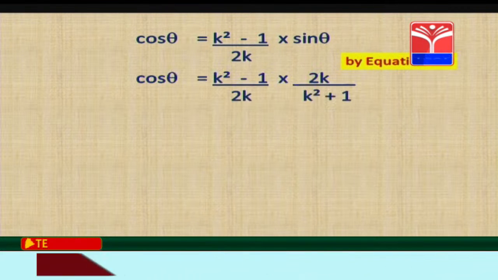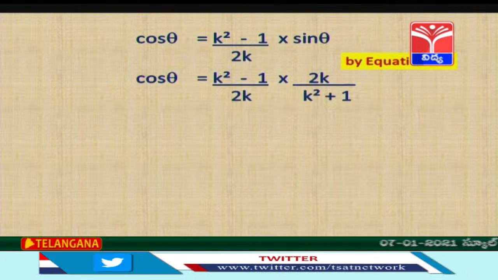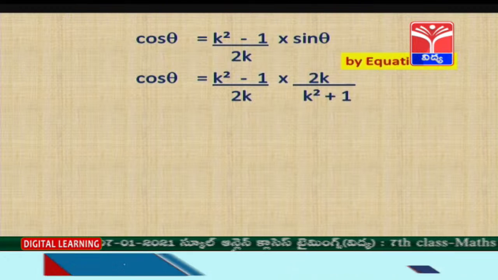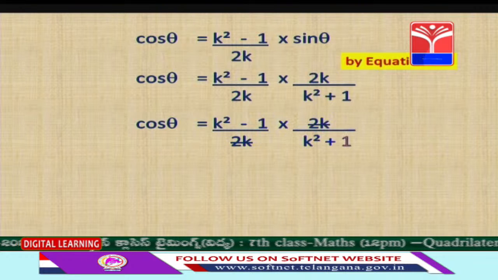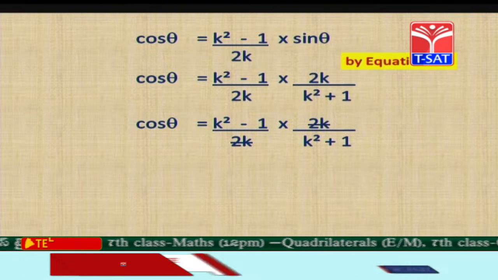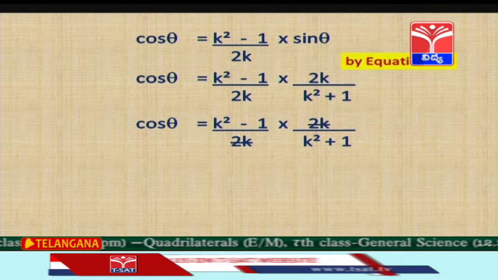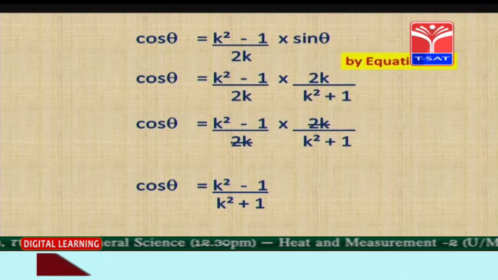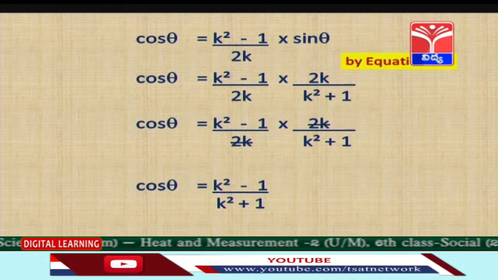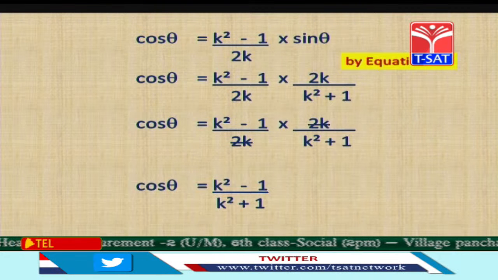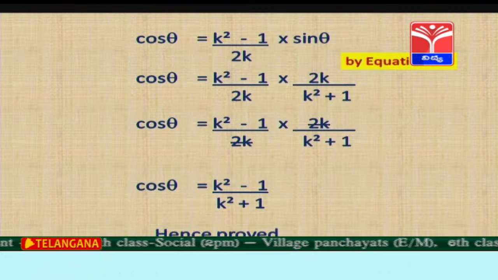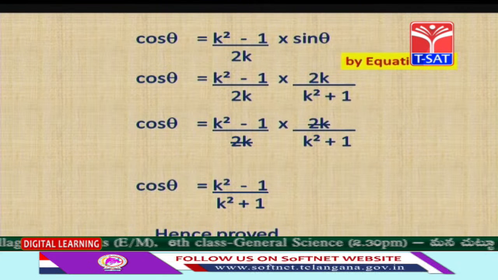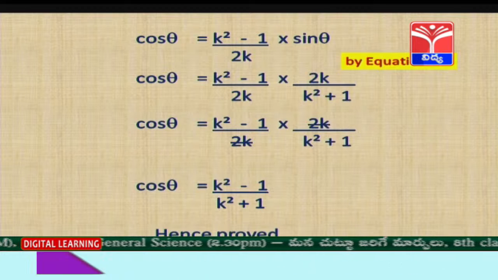By equation 3, what will I get here? Cos theta is equal to (k square minus 1) by 2k into 2k by (k square plus 1). So, the 2k and 2k got cancelled. So, cos theta is equal to (k square minus 1) by (k square plus 1). Are you clear, children? I hope that you have understood this. So, with this, hence proved, that is, we have proved that cos theta is equal to (k square minus 1) by (k square plus 1).